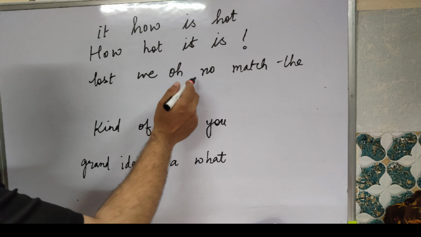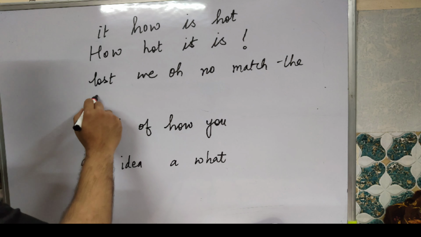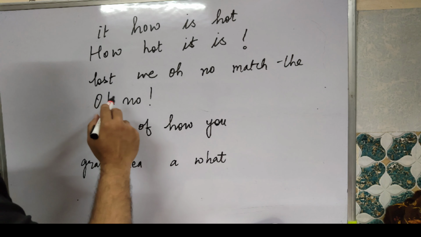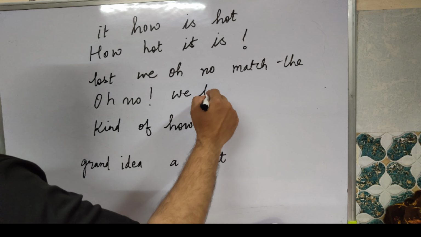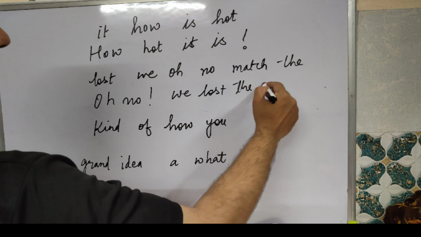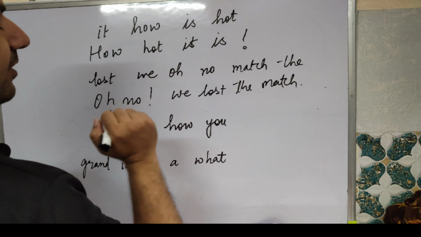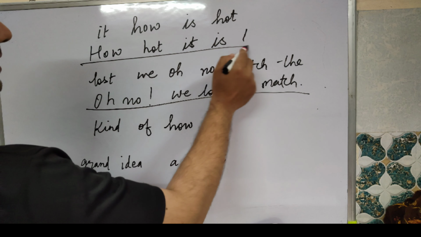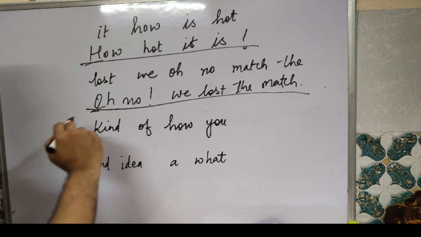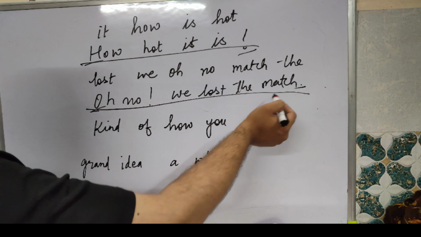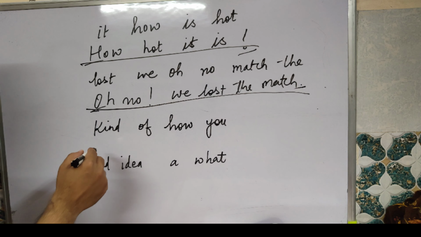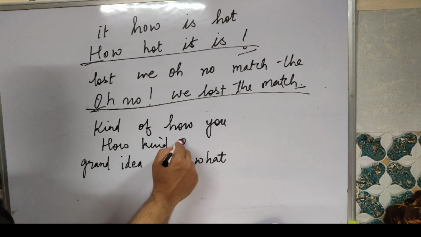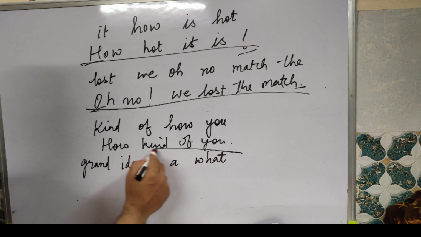Lost we oh no match the. So it should be oh no, exclamation, we lost the match, and with a full stop. So keep that in mind, that all the sentences should start with a capital one and end with an exclamation or either with a full stop. How kind of you. So how kind of you question mark, I'm sorry, full stop.